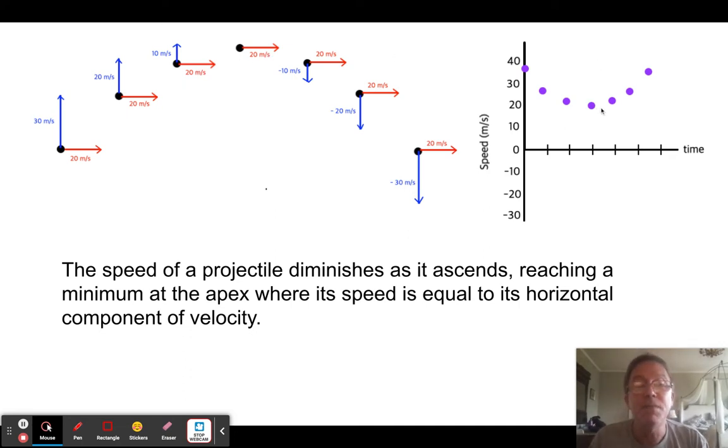The point is that the minimum speed it's going to have in its flight is the horizontal velocity, and it will have that value at the apex. So they often ask questions to see if you're going to remember that at the apex of a ballistic trajectory, you still have a speed there. Okay.